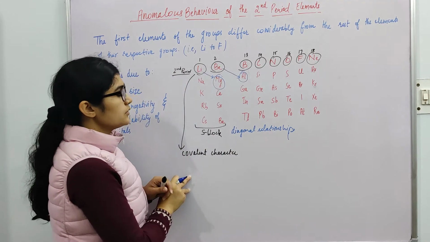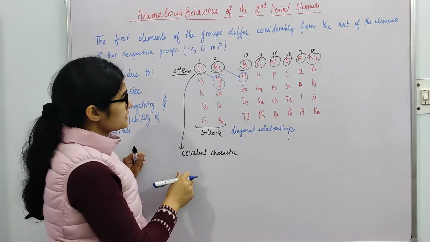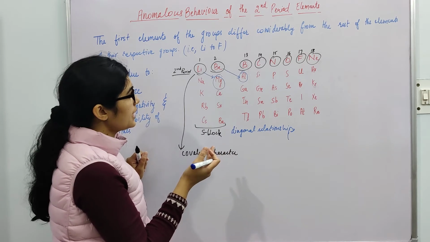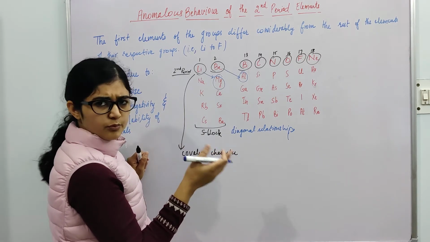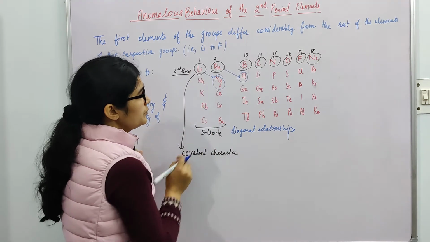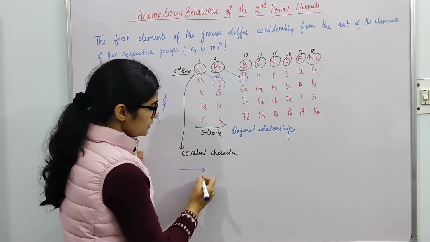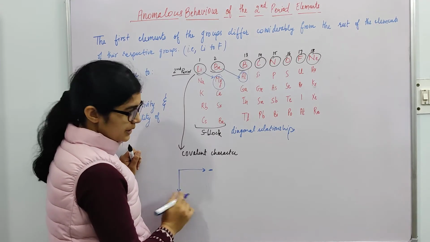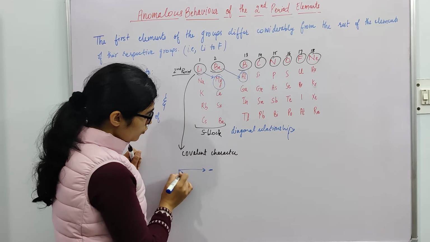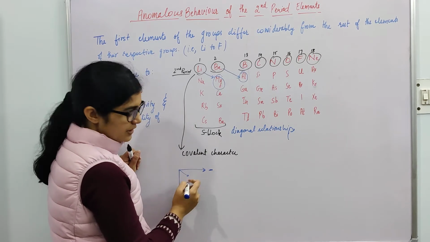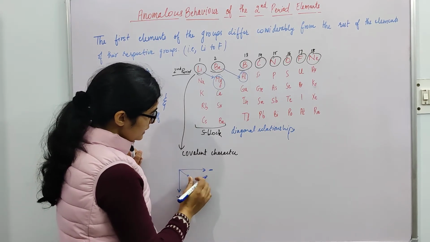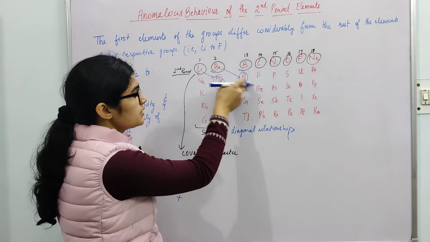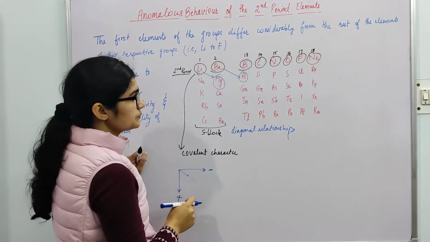Now why is that? We have earlier discussed the trend in atomic radii, electronegativity and other properties. If you see, when we move from left to right, the size decreases, and when we move from top to bottom along a group, the size increases. But when we move diagonally, both of these effects get cancelled and nothing changes. Everything remains the same. So that's why they show similarity in properties.